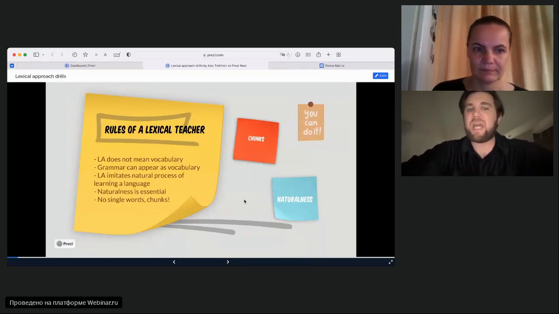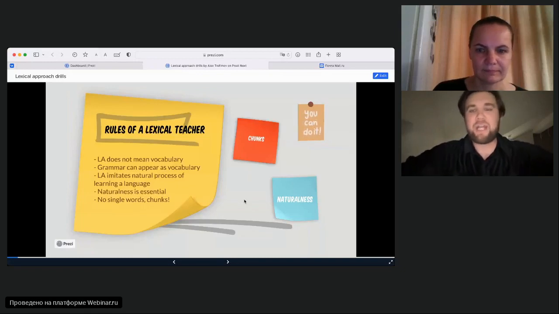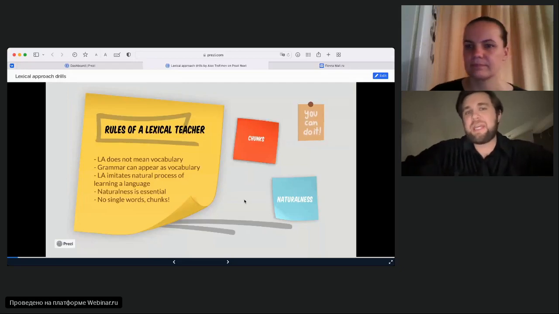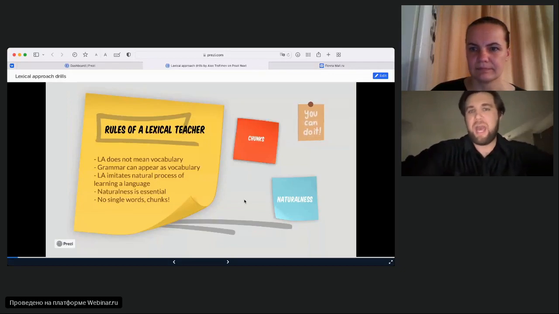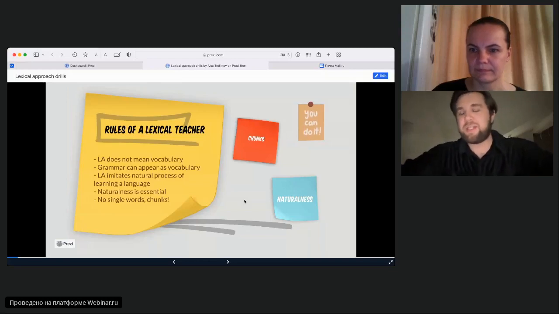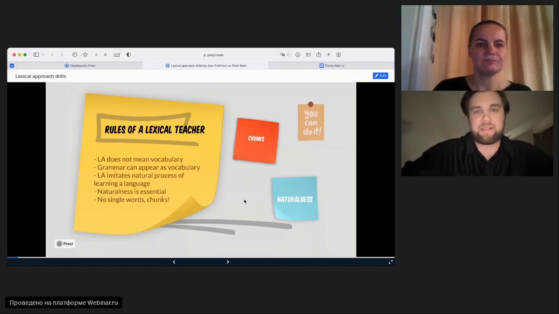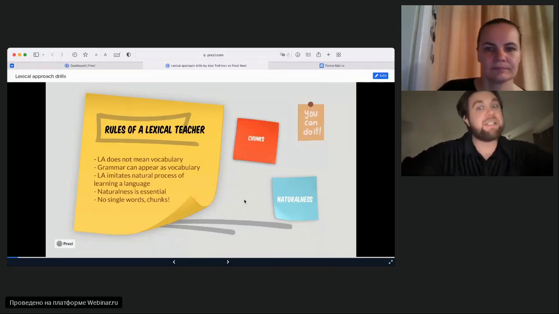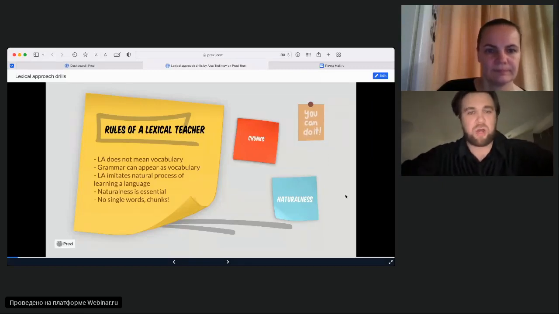Lexical approach imitates the natural process of learning a language. This is my favorite thing about it, and this is what I always say: naturally, young children acquiring their own native language never actually start with the rules, never start with the grammar, we just start with imitating. In this way everything is vocabulary, grammar and lexis, all of that. Naturalness is essential, and you see I have a special sticker for naturalness, so we are going to cover it.